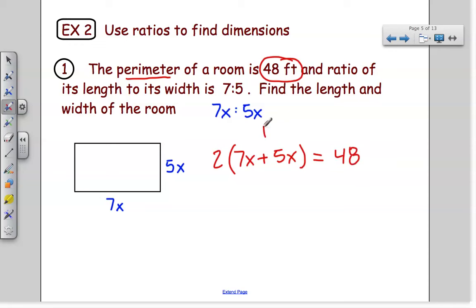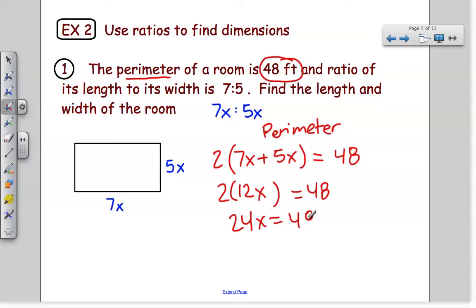So this perimeter here, either finding it by x's or knowing it's 48, let's figure out what x is. This is really 2 times how many x's? Well, 7x plus 5x is 12x. So 2 times 12x equals 48. 2 times 12x is 24x, and that equals 48. Hey, look at this. All I have to do is divide by that 24 on both sides, and I'll get the x, and 48 divided by 24 is 2.